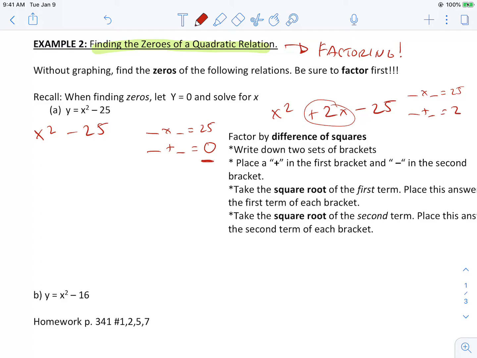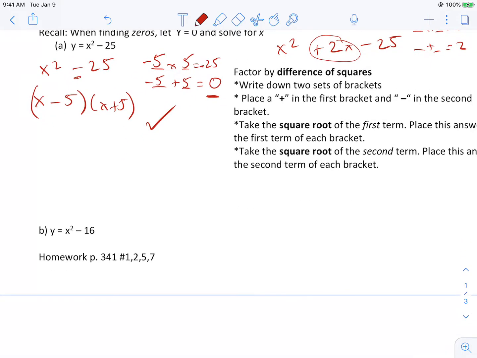What two numbers multiply to 25? Well, 5 and 5 are going to multiply to 25. Oops, I forgot, it's negative. I should have put a negative sign there. So 5 and 5 are going to multiply to negative 25. So all I need to do is make one of those negative. So negative 5 times positive 5 equals negative 25. That's true. And negative 5 plus positive 5 equals 0. Perfect. So we found our two numbers that easy. x minus 5, x plus 5. Perfect.